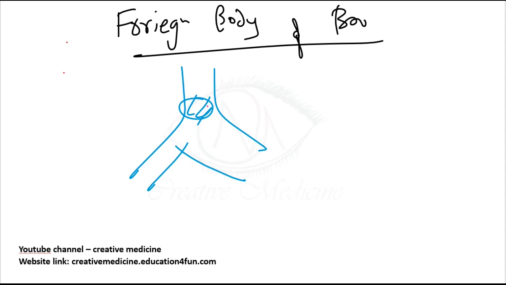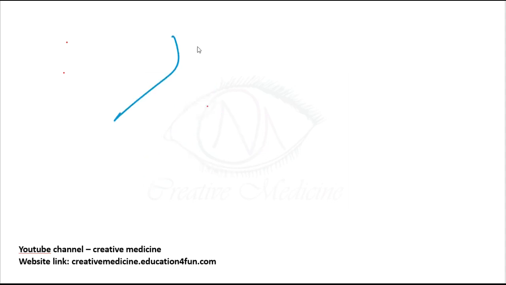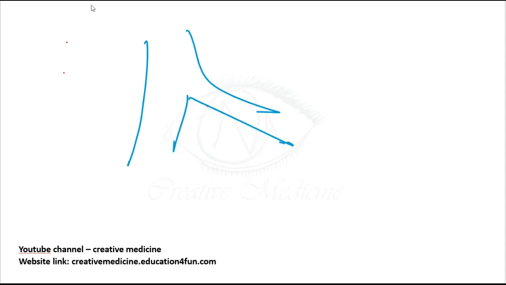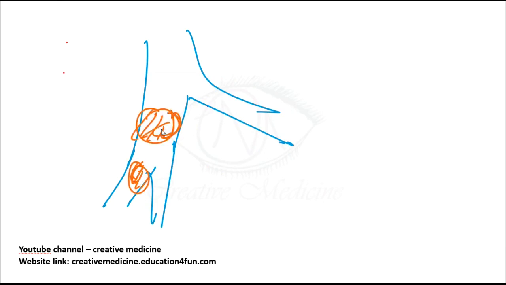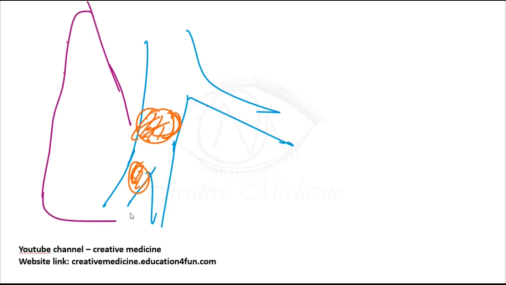If there is complete obstruction of the bronchus, what happens? Just imagine this is the bronchus. Actually the right bronchus will be straighter and wider than the left bronchus. Now a foreign body has come, and these are the small secondary bronchi. It has completely obstructed the whole right bronchus. This bronchus supplies air to the right lung, and right now the right lung is not getting the air.